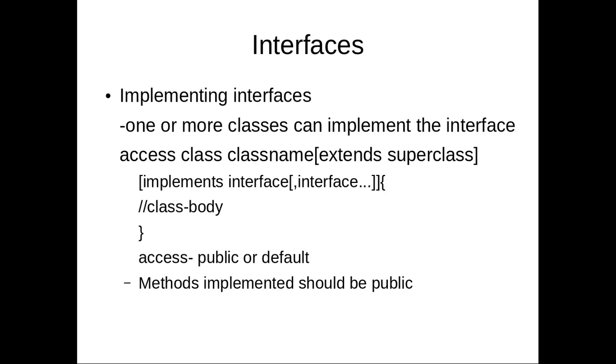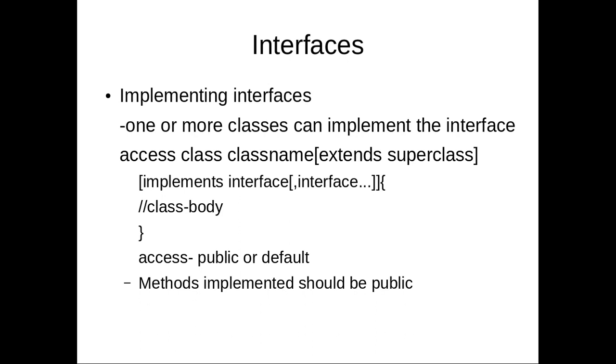Then how to implement that interface? Implementing an interface: one or more classes can implement the interface. The syntax is like this: access, that means the access specifier should be given. Then class, a class can implement an interface. A class implementing an interface is written as class followed by the class name. That class can extend a superclass, which means it can be a subclass of another class.